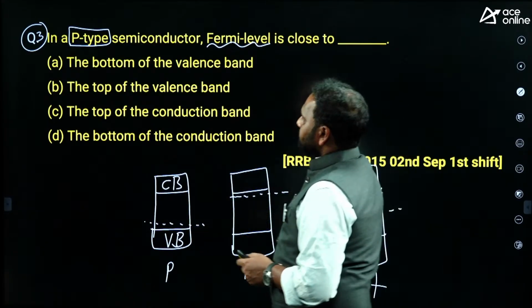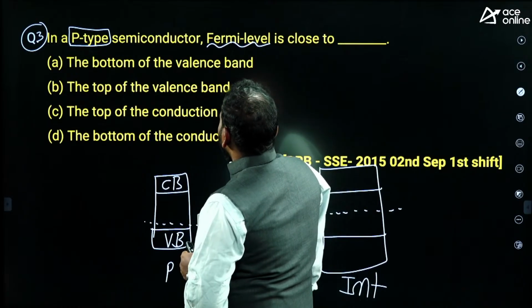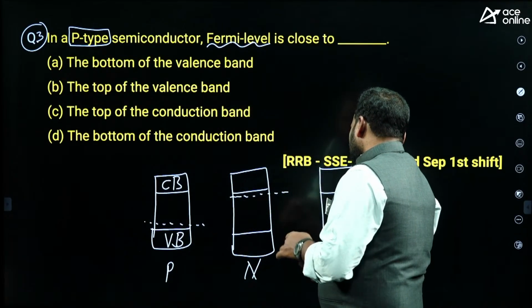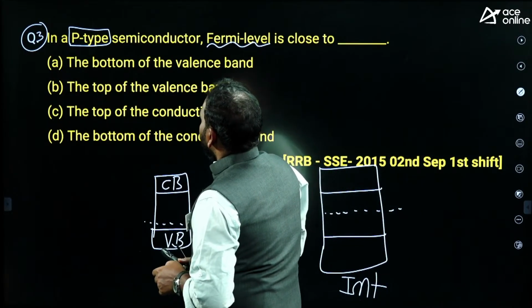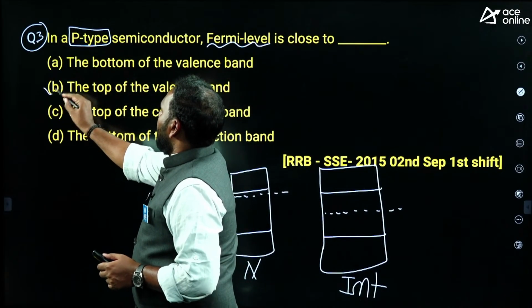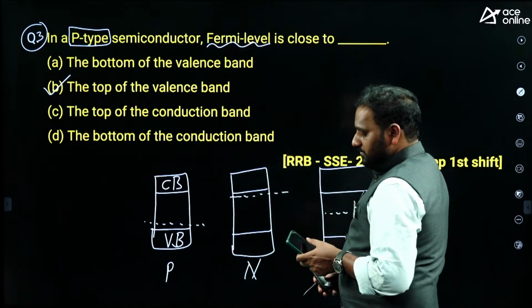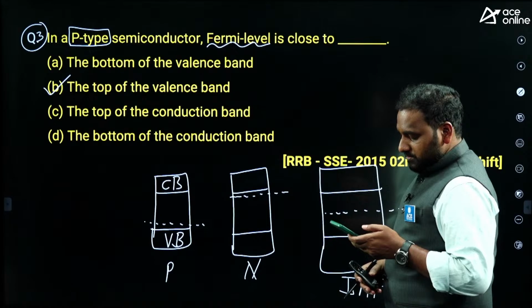What are the options? Top of the conduction band, bottom of the conduction band, top of the valency band. Top of the valency band, bottom of the valency band also given. Top of the valency band. Kiran, is it clear or not? Kiran? Yeah.